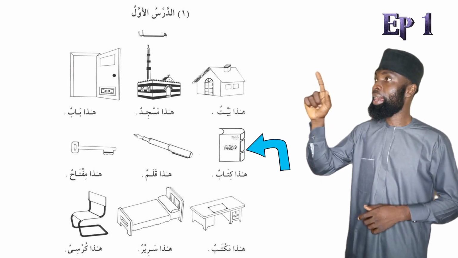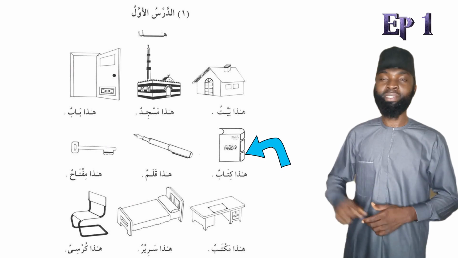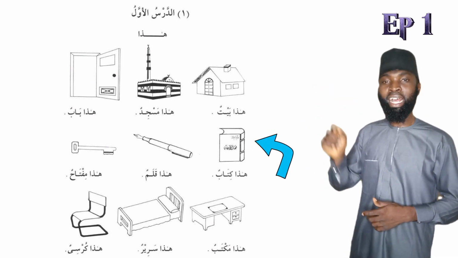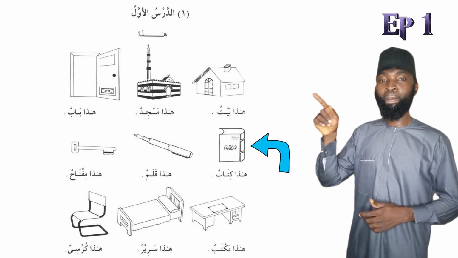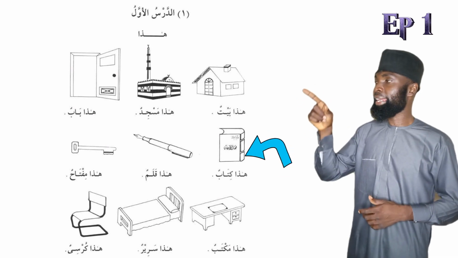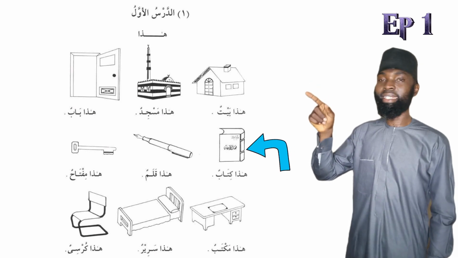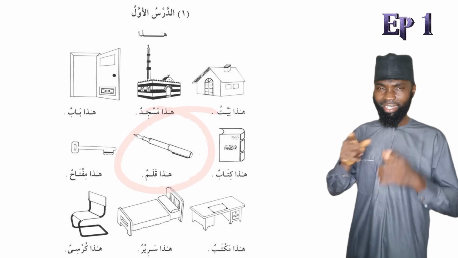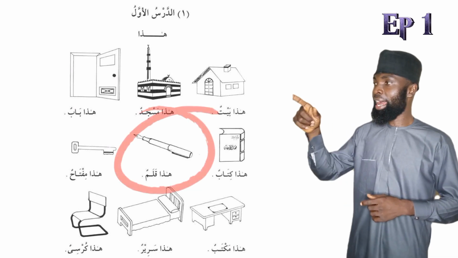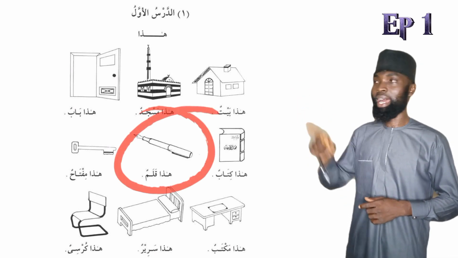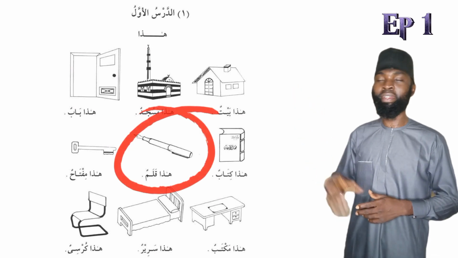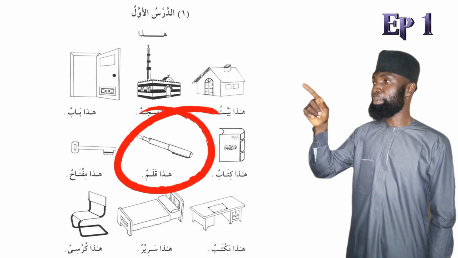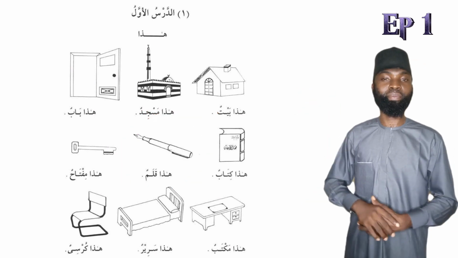Now coming down, the next image here is the image of a book. Therefore we have hadha kitabun. This is a book. Now moving to the next image, what is that? Yes, a pen. هذا قلم. This is a pen.